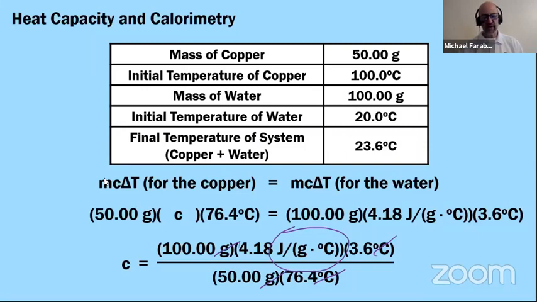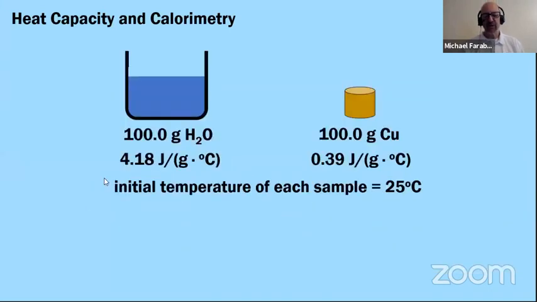So if you do on your calculator 100 times 4.18 times 3.6 divided by 50 divided by 76.4, you get 0.39 joules per gram degrees Celsius. So that is our experimental value, and it's very much the correct value. I did this by checking the official value, and that is the accepted value for copper. So 0.39 joules per gram degrees Celsius.